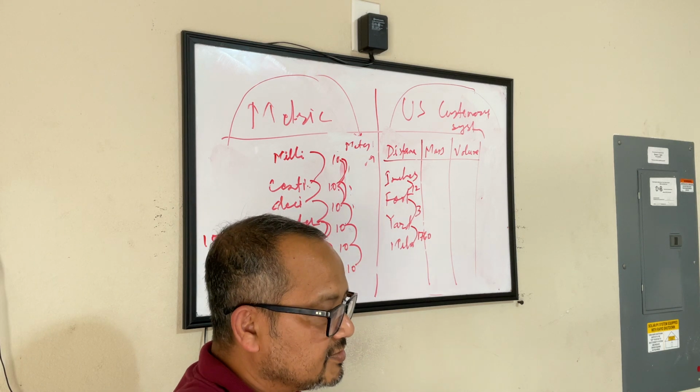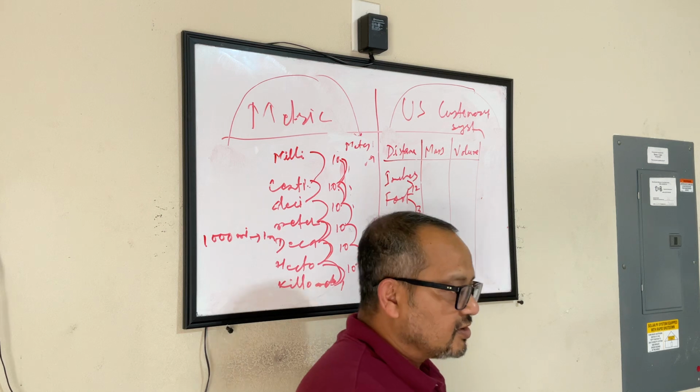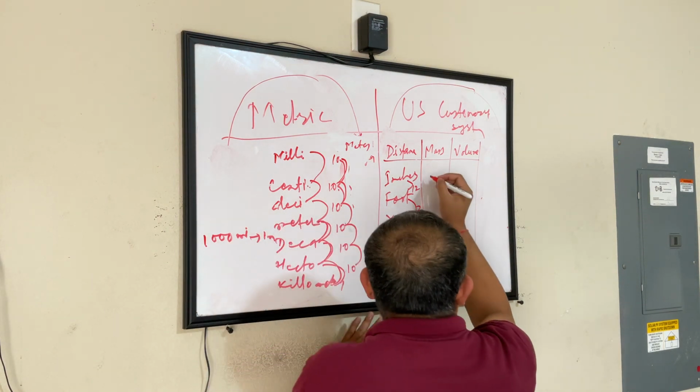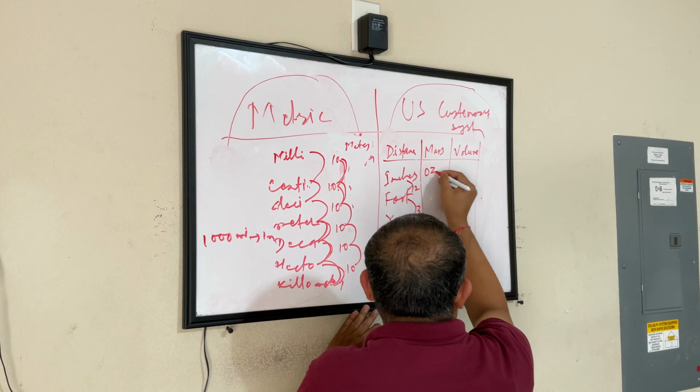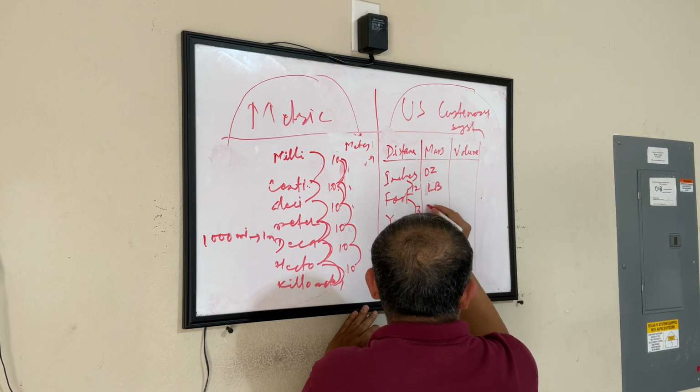Now, when we talk about mass or weight, what are the units? Ounce, pound, or lb, and then ton.